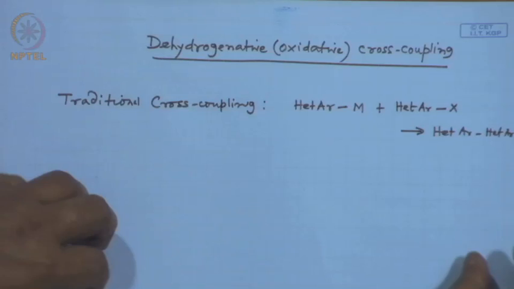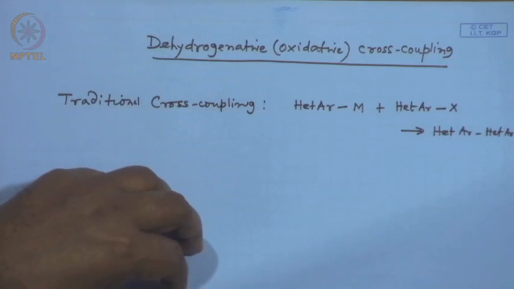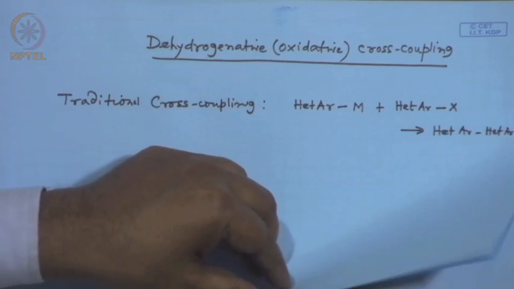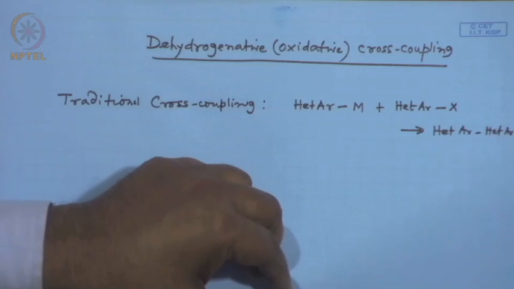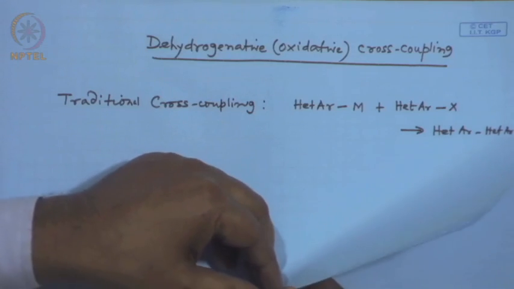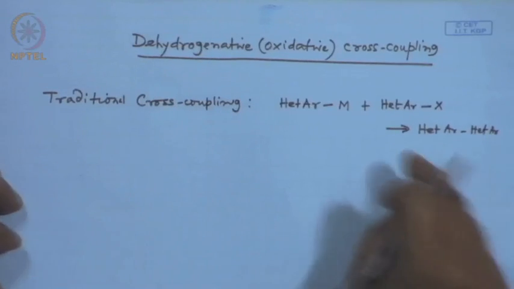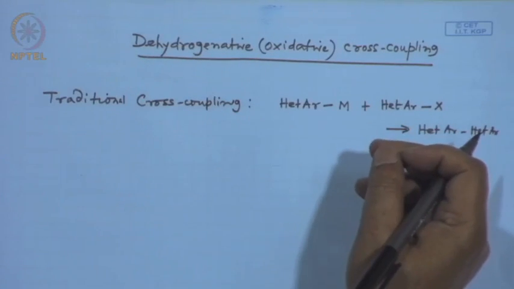You have to recall that these sorts of cross couplings require a metalloid or organometallics, or organometalloids, and then the corresponding halogenated compounds, triflates, ammonium salts, diazonium salts, all these things.